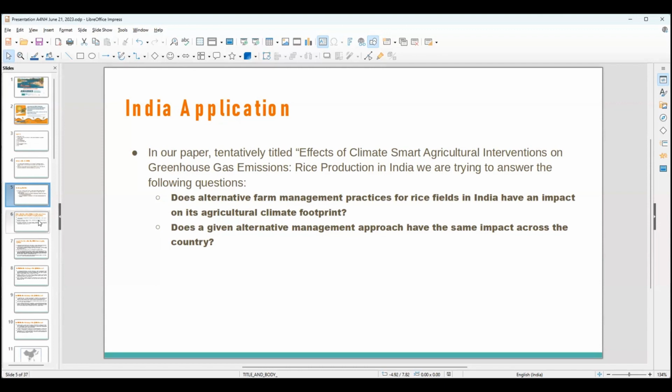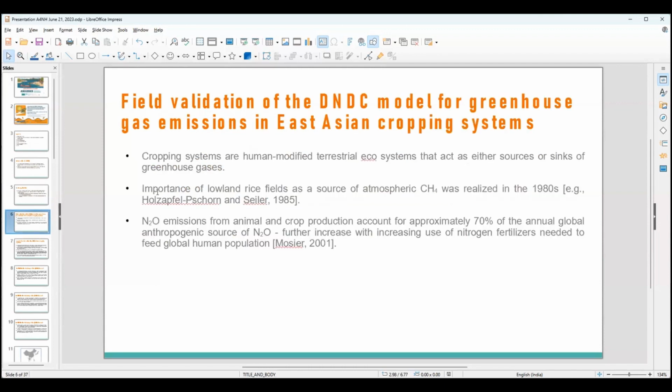So that paper is Field validation of the DNDC model for greenhouse gas emissions in East Asian cropping systems. So I'll go through the presentation now. So this particular paper on field validation of the DNDC model. Basically, cropping systems are human modified terrestrial ecosystems, and they act as either sources or sinks of greenhouse gases.